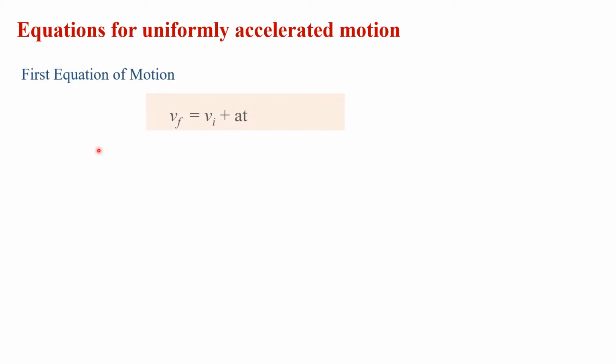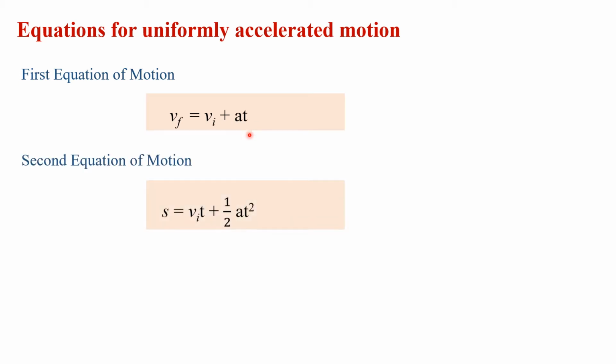First equation of motion is vf equals vi plus at. Second equation of motion is s equals vi t plus half a t squared. Third equation of motion is 2as equals vf squared minus vi squared.